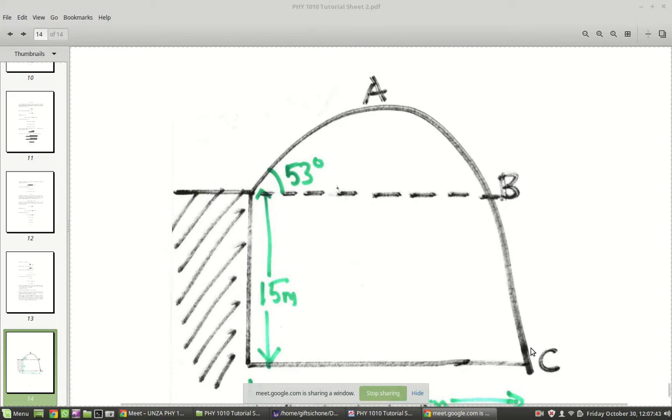However, there are a couple of things we know. The horizontal velocity with which the coin goes up at this launch point and the horizontal velocity of the coin here are the same. And from the launch point all the way down to the ground, the vertical distance covered is 15 meters.